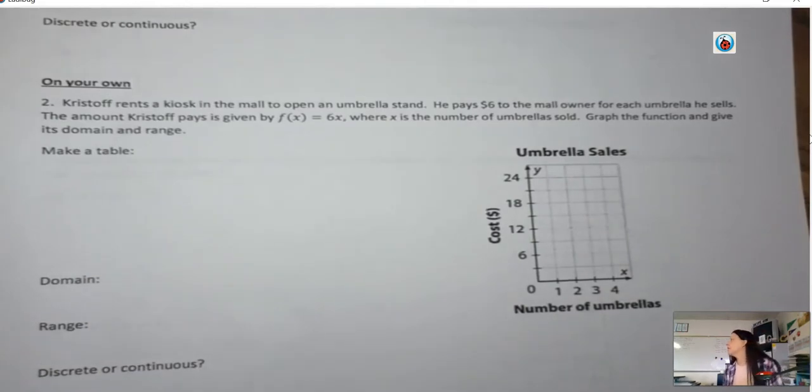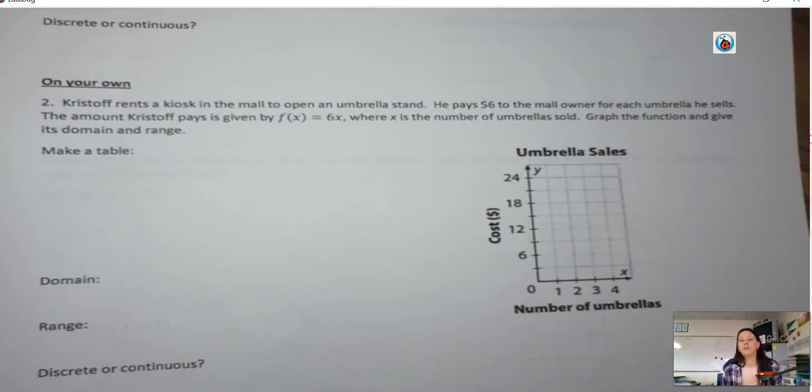Okay, so important things to write down. He's paying $6 per umbrella. I would write that down. I would write down the equation, which is f of x equals 6x. f of x equals 6x. And then also x stands for the number of umbrellas. So first, go ahead and make a table and think about what values of x will make sense for the situation.